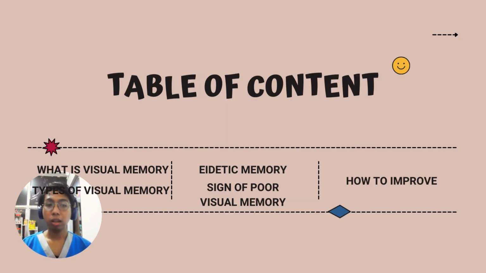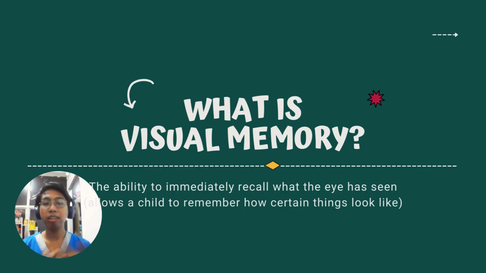So I would like to touch on the agenda or the content for visual memory. The first one is what is visual memory, followed by types of visual memory, and then eidetic memory, which is the most interesting part, and then signs of poor visual memory, and then how to improve. So let's go.